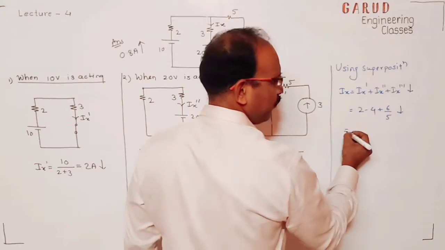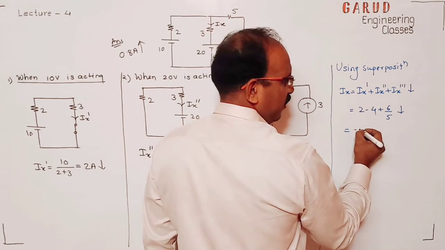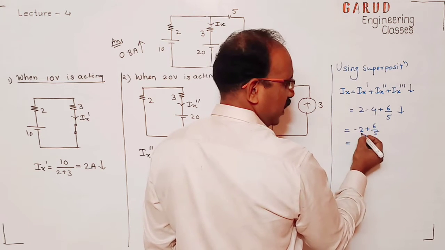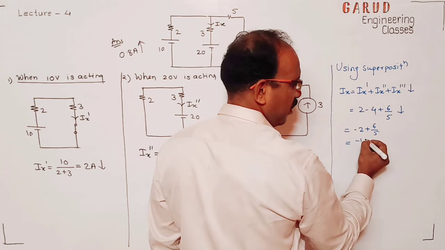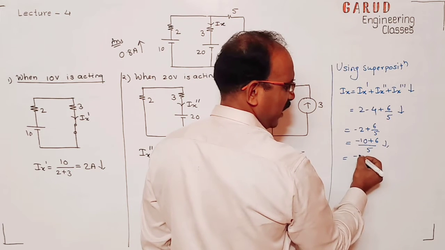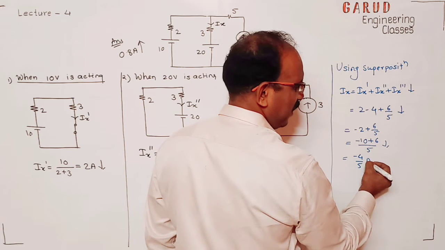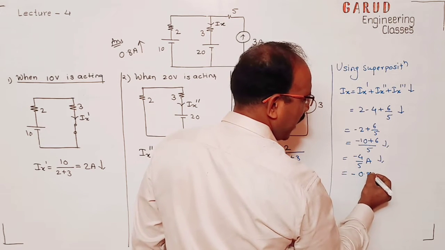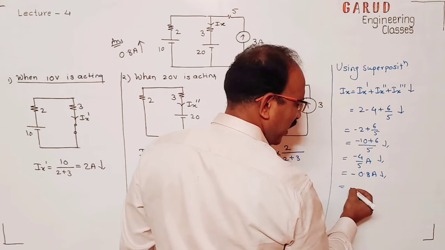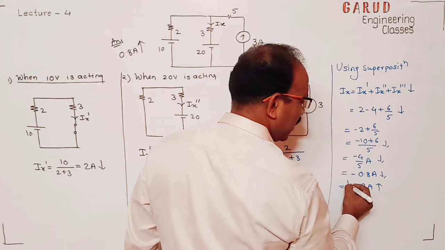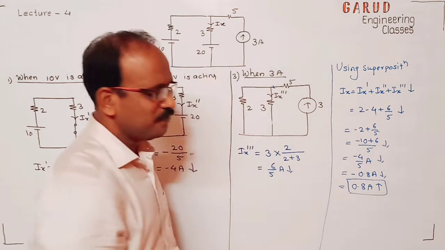Let's check the answer. It is 2 minus 4 plus 6 by 5. Okay? That is minus 10 plus 6 by 5, in downward direction. What is this? Minus 4 by 5 amperes in downward direction. So this is minus 0.8 amperes in downward direction. Means what? Final answer is what? 0.8 amperes in upward direction. This was the answer. This was the expected answer.